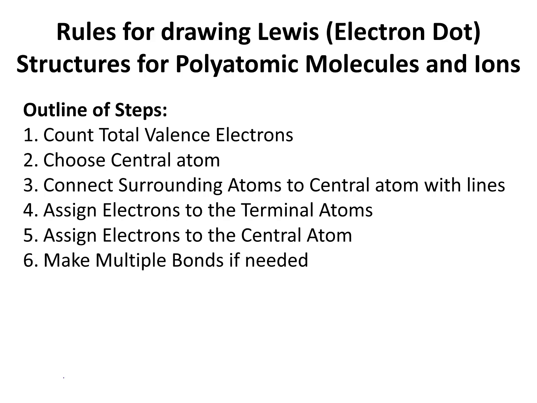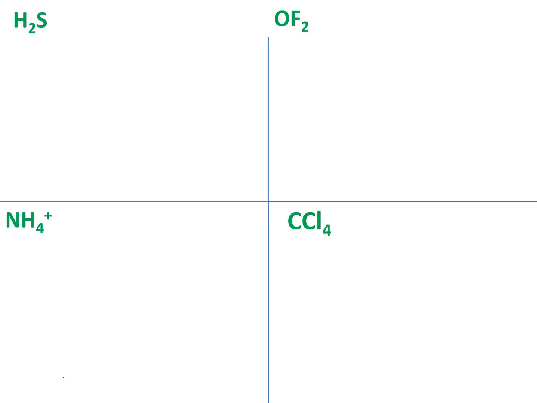Hi class, I'm going to illustrate drawing Lewis structures for polyatomic molecules and ions. The first step in drawing Lewis structures is to count the total number of valence electrons present. In order to do that, all you do is sum up the number of valence electrons from each atom.